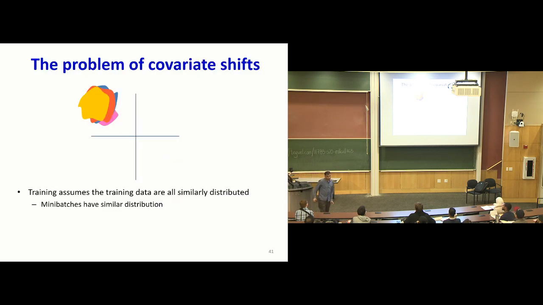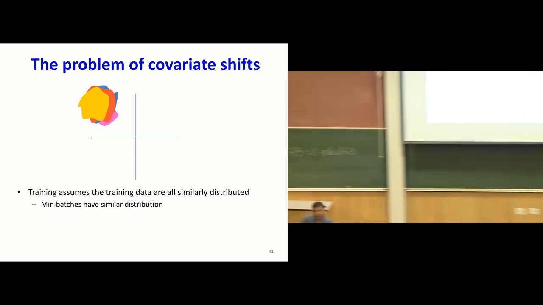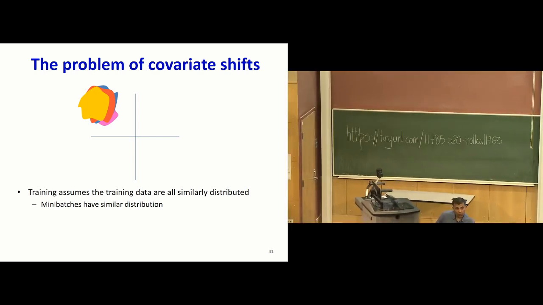So now here's another problem. All of you have been dealing with batch norm, right? Batch norm has to do with covariate shifts. So when you work with mini batches, what is the assumption you're making?